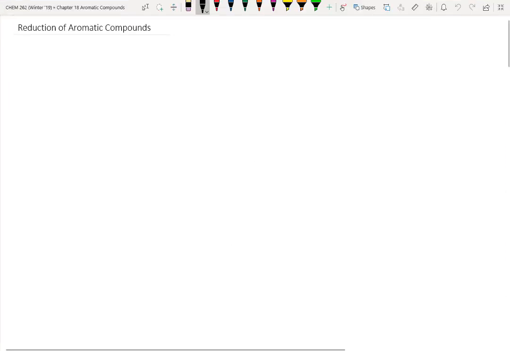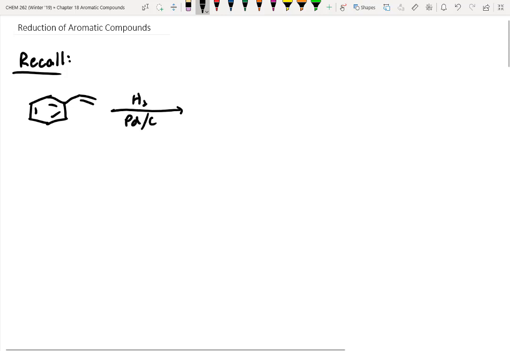All right, the last reaction is the reduction of aromatic compounds. And we've seen reduction chemistry a little bit before, but this is going to take it in a new direction. And the question I have first is what happens if you treat this with palladium on carbon and hydrogen at relatively low pressure? Is it going to reduce the aromatic ring system? No. It'll only reduce the alkene, right?